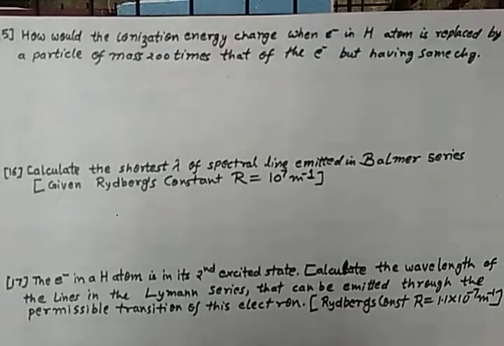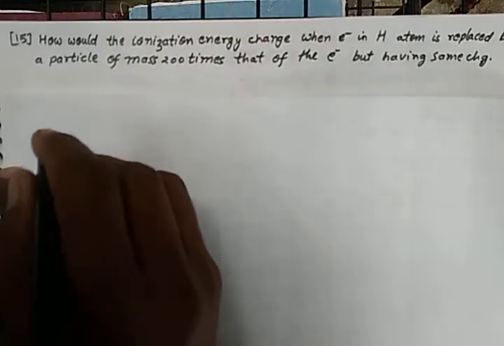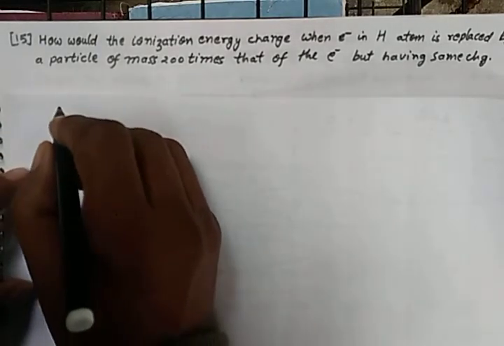How would ionization energy change when the electron in a hydrogen atom is replaced by a particle of mass 200 times that of electron but having the same charge? Well, before answering this question, let's do the derivation of energy once again. Previously, let's do the whole thing from the start.